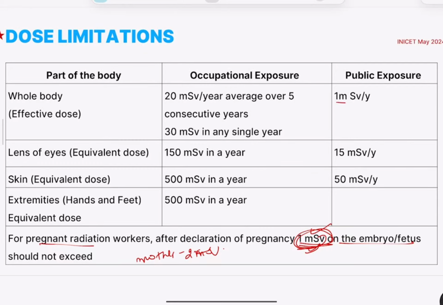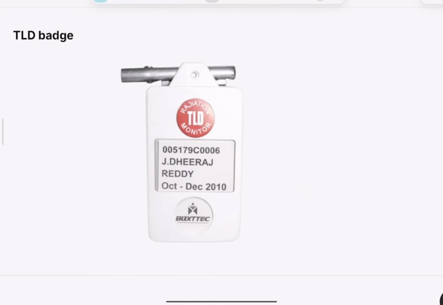For whole body, for public exposure it is 1 millisievert per year, that is the limit. For occupational workers which have more exposure, it is 30 millisievert in any single year. Right? So 1 millisievert and 30 millisieverts is what we have here.